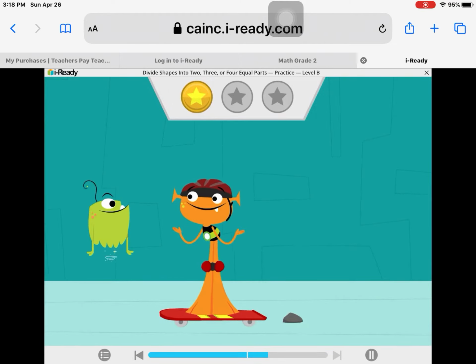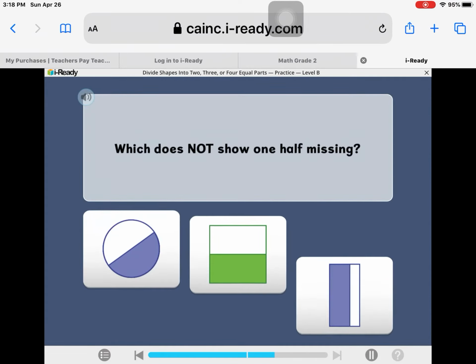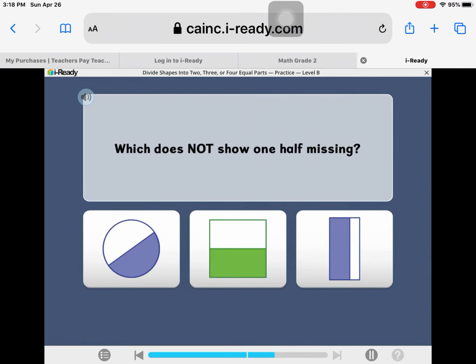Awesome! I bet I can make it super awesome if I keep trying. Which does not show 1 half missing? Good going! This shape has 2 unequal parts, so it does not show 1 half missing.